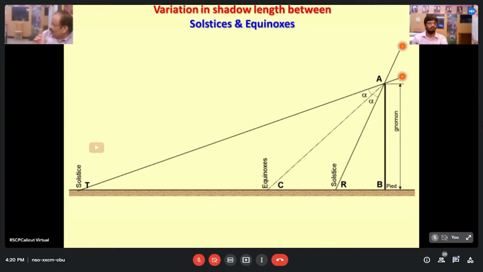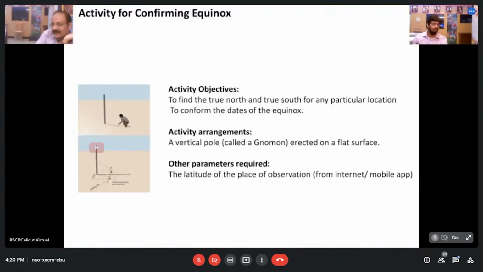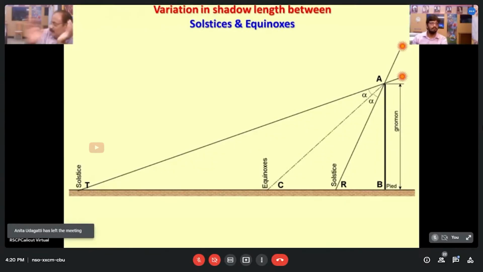And the most important thing on the equinox day is, as we have seen in the previous slide, the angle. If you see the setup, I think in the next slide itself we have the setup. Here we will show you the setup. So let us keep this figure.